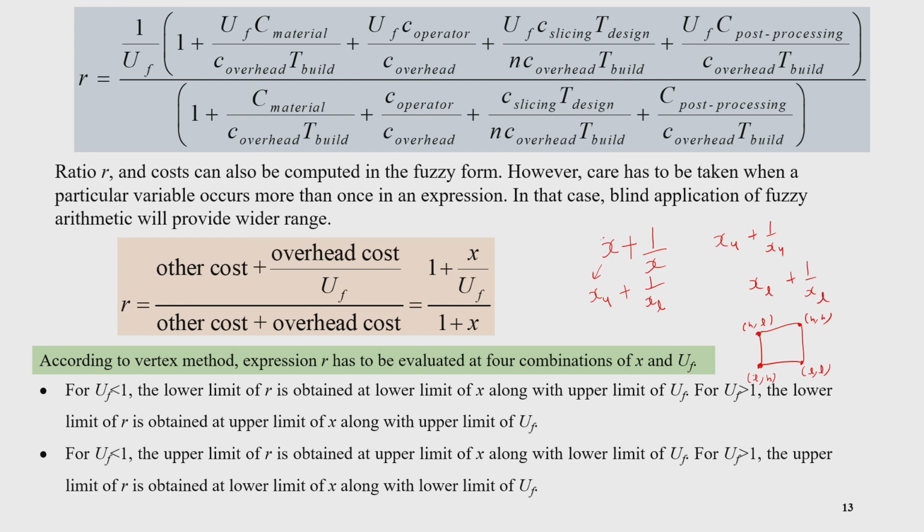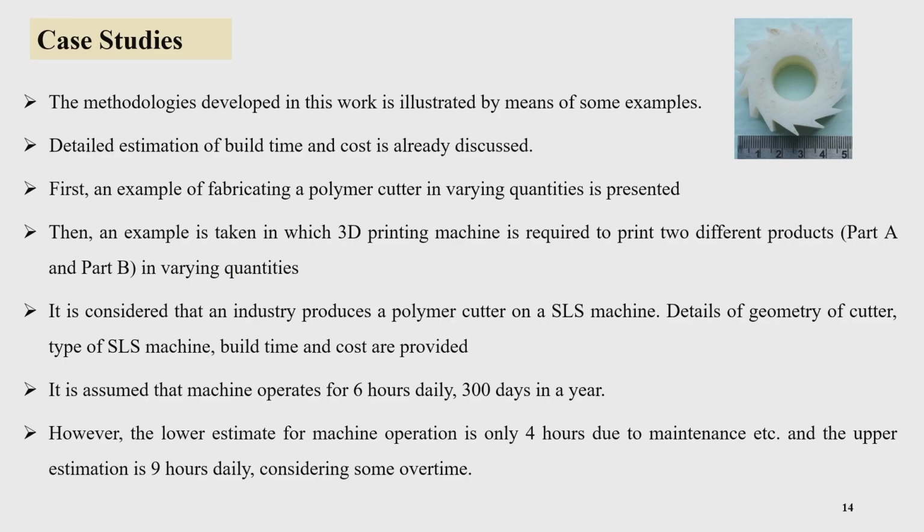And similarly, for UF smaller than 1, the upper limit of R is obtained at the upper limit of x along with the lower limit of UF. For UF greater than 1, the upper limit of R is obtained at the lower limit of x along with the lower limit of UF. So, these are just some applications of the fuzzy set for uncertainty, etc. And now, let us do some case study.